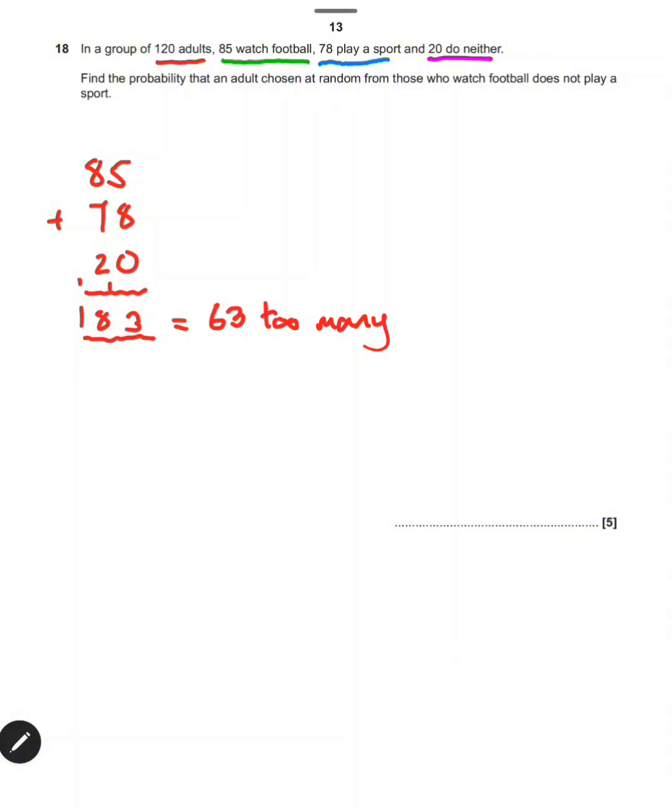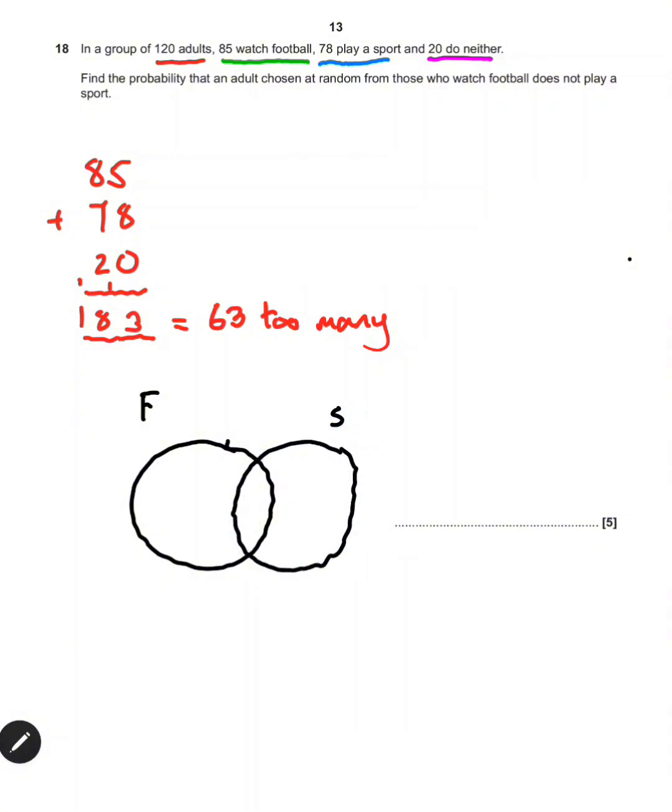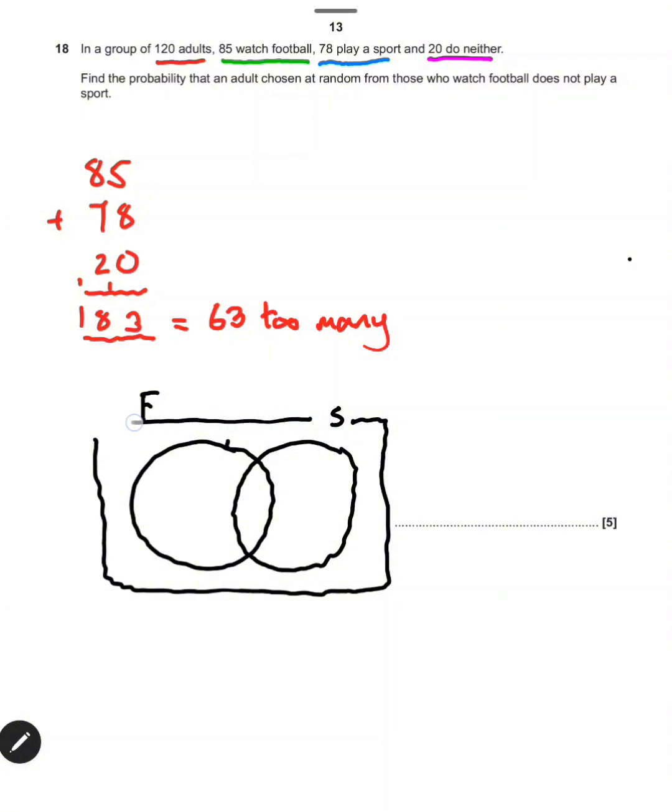And what that's making me think about is a Venn diagram. Got football. I've got sport, or play a sport. And I should include the outside as well, so we should have a rectangle around this. We've already seen that I've got 63 people too many and said that these 63 people will be the people that do both. So they're going to sit in the middle of my Venn diagram.